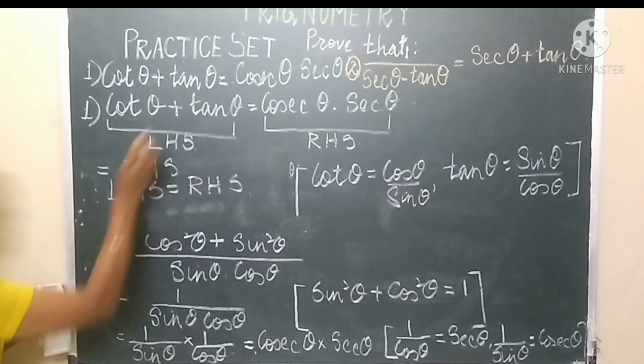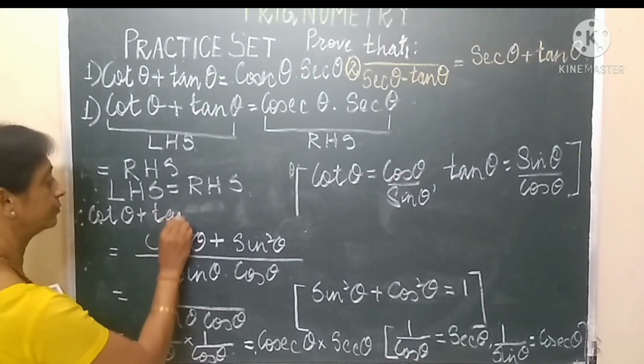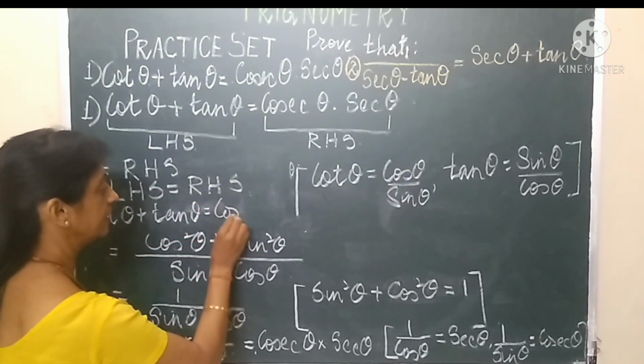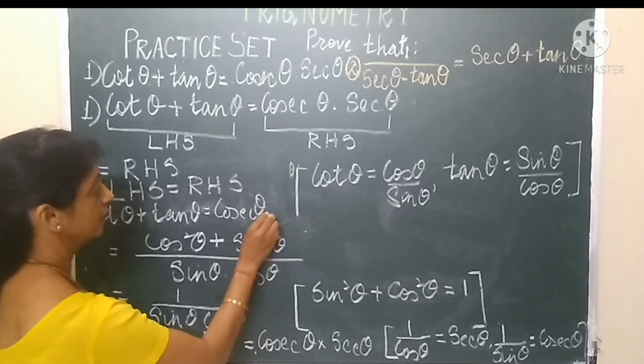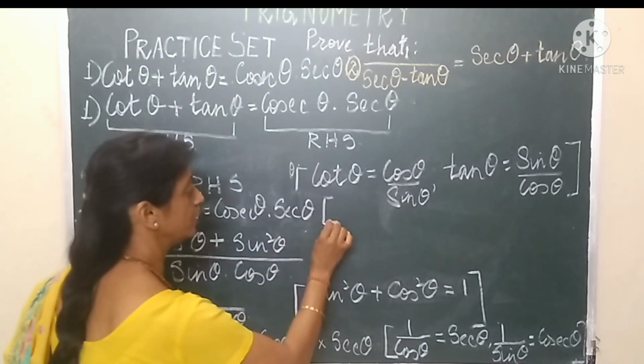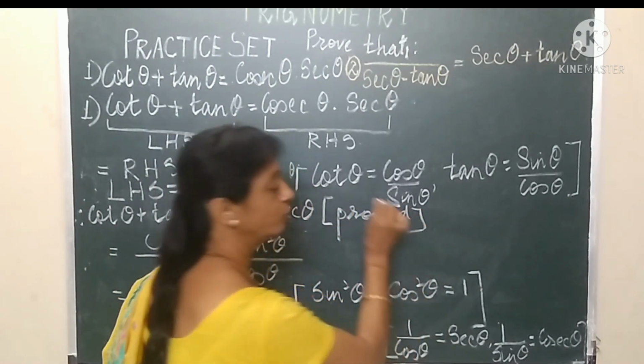Therefore, cot theta plus tan theta is equal to your right hand side, that is cosec theta into sec theta. The reason will be as we have been able to prove it.